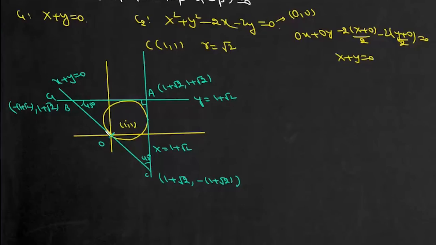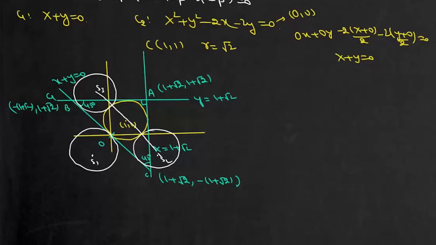So one of the circles will be drawn like this, and since it is congruent, it will have same radius, and another circle will be drawn like this, and we have this third circle which should be drawn like this. And suppose their centers are S1, S2, and S3. Now since these circles have same radius, we can draw the line joining these centers. And this is a perpendicular. Now this point is suppose P.